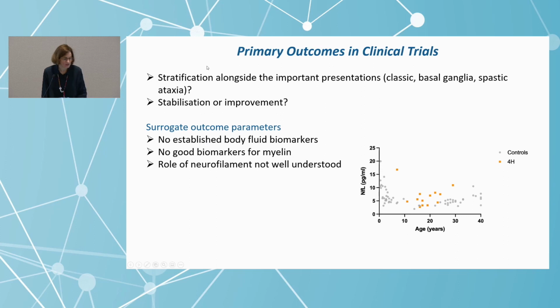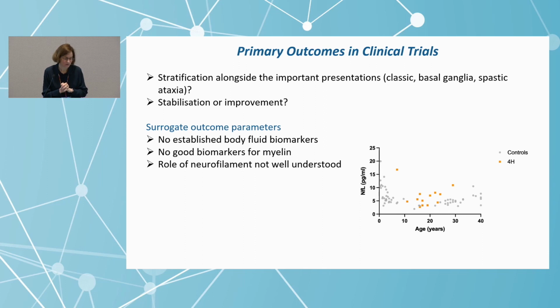The other thing is the primary outcomes in clinical trials. I think because we have those really different presentations, like the basal ganglia phenotype or the spastic ataxia with those specific genetic variants, that we need to stratify clinical trials alongside those important presentations. The question is, do we need to look at stabilization or improvement? I think that's a question for all of the leukodystrophies, and stabilization would be the first goal. But it's a very slow disease in many patients.